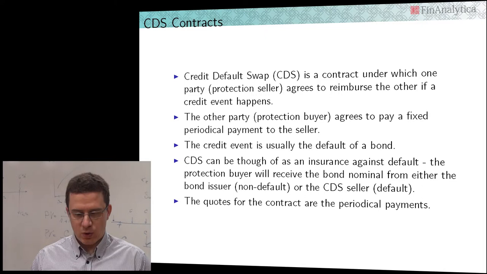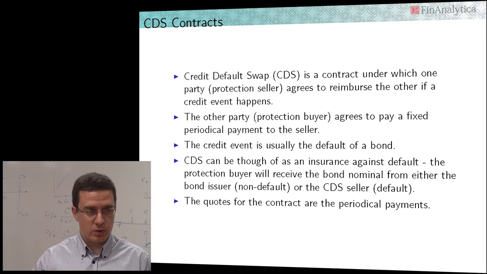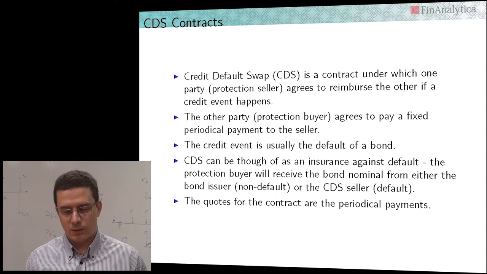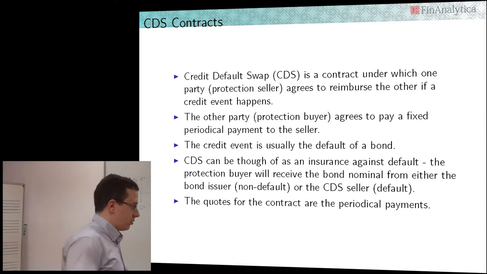Either there is no default, so he would get his money from the bond, or there is default, in which case the money that he was supposed to get from the bond would come from the protection seller. So he doesn't bear any default risk. Even if there is default, he'll still get his money back. So the contract is designed just to transfer this risk, so there is none for the protection buyer.